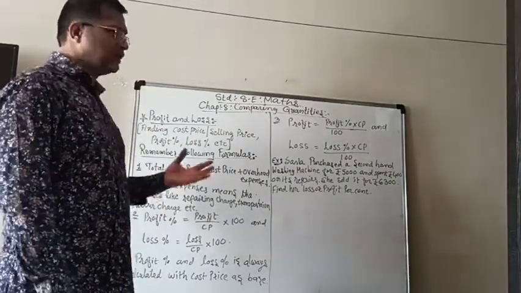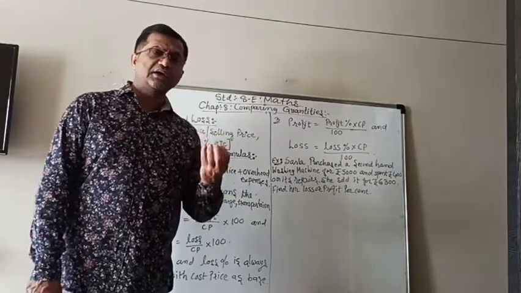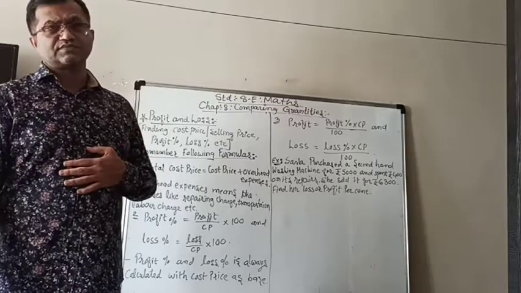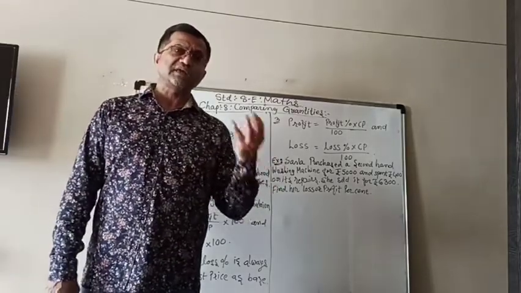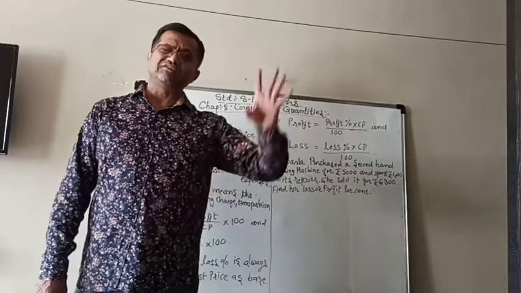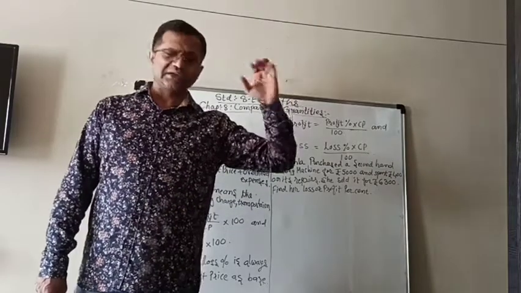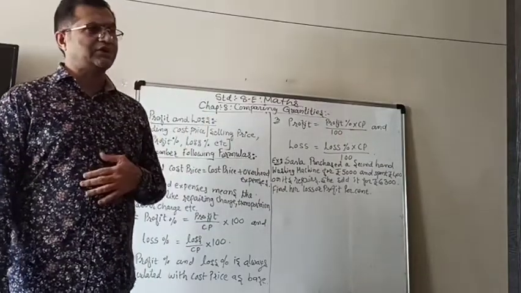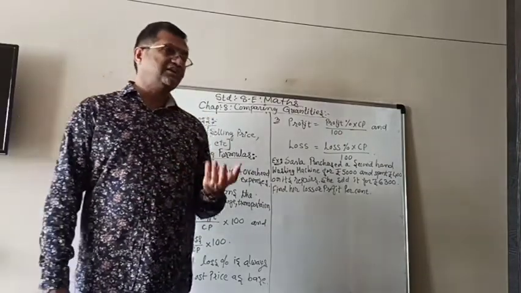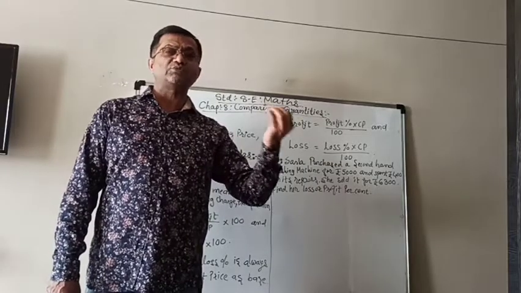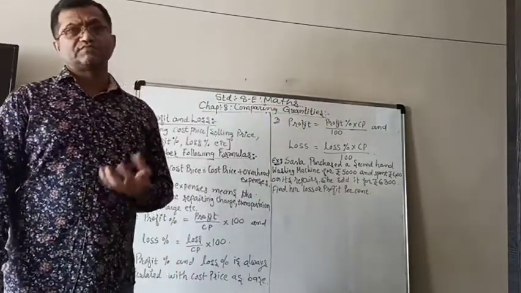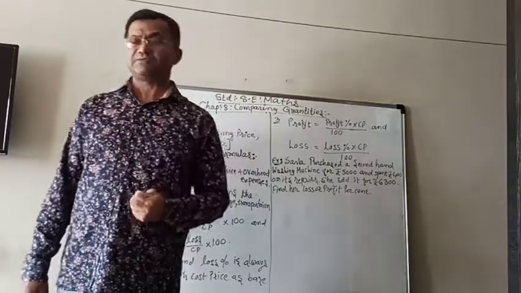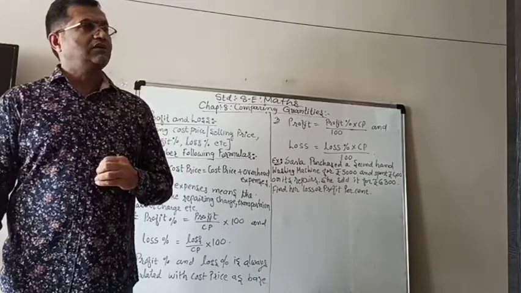Then we know that if the selling price is more than the cost price, we find profit. Profit is equal to SP minus CP. That we learned very early in the lower standard, so you already learned about it. Similarly, when cost price is more and selling price is less, then there will be loss. So loss will be CP minus SP.